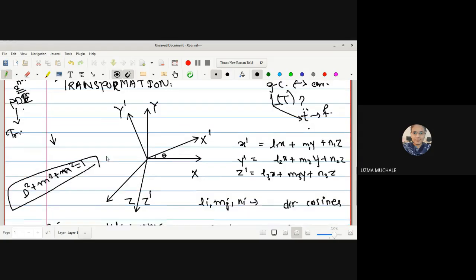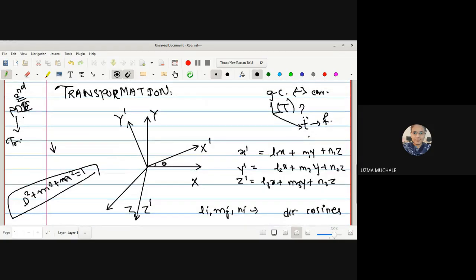Right? Here we know the positions of x, y, z, the original coordinate system we know, but now we have to find out the new coordinate system after rotation through an angle theta. So after rotation through an angle theta, we have the new positions x dash, y dash, z dash, which we can find out with the help of x, y, z and the direction cosines. Are you getting this? Yes, ma'am.